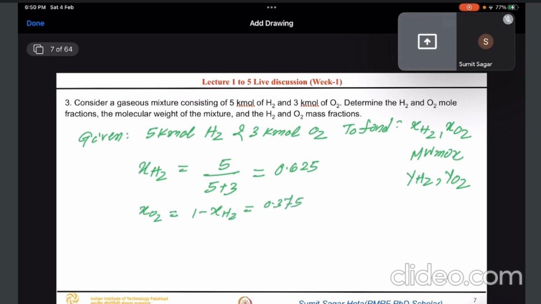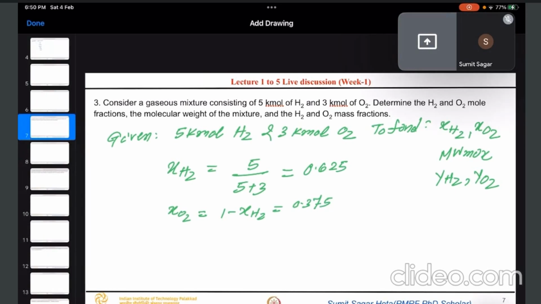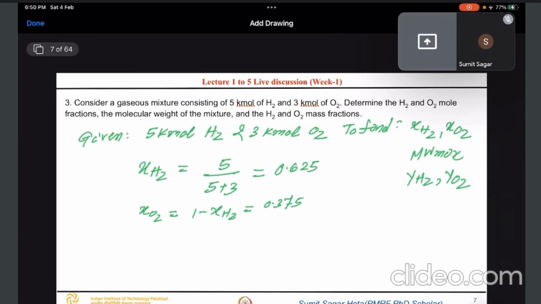Now the molecular weight of the mixture. As I already calculated molecular weight, you know the formula. Directly I am solving summation of xi into molecular weight of i. Since there are two species, H2 and O2, for two species we write down this formula.